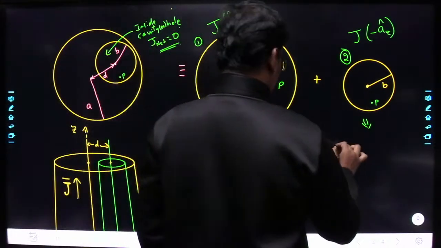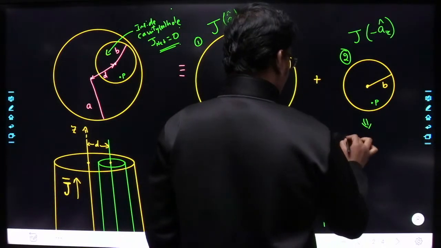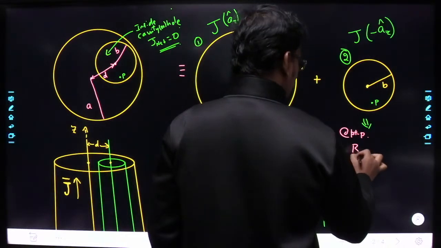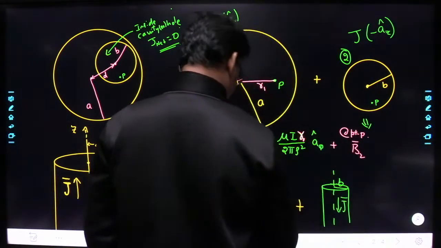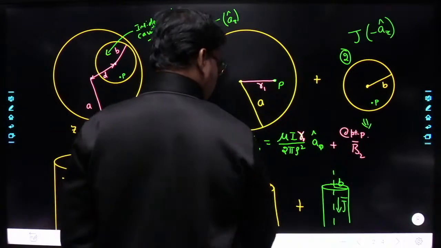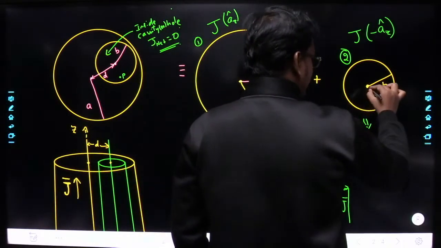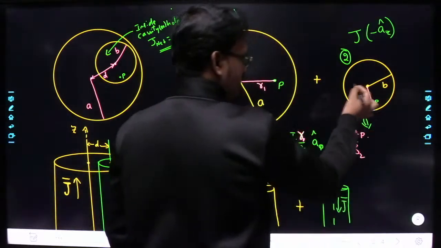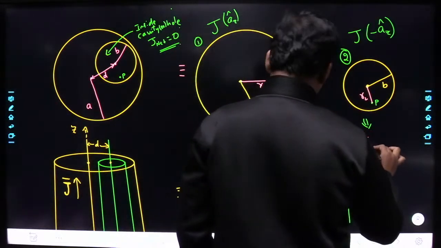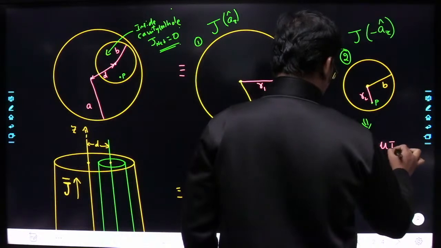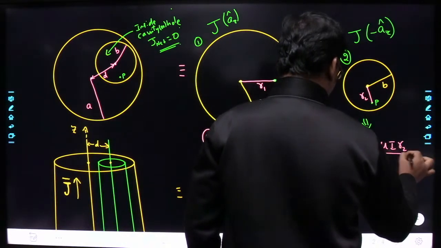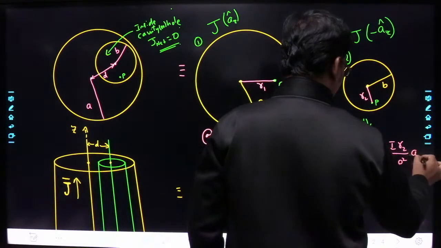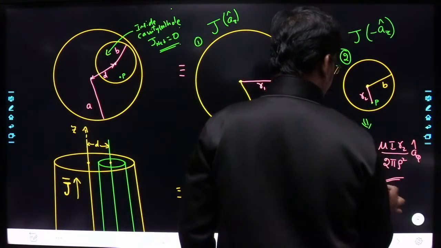Now similarly at point P, what is B2 bar here? Let us say the distance from here to here is R2. Okay, so B2 bar is equal to mu I R2 divided by 2 pi rho square A phi cap. So this is the expression for B field.